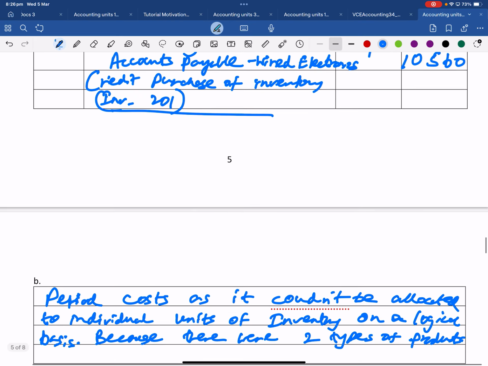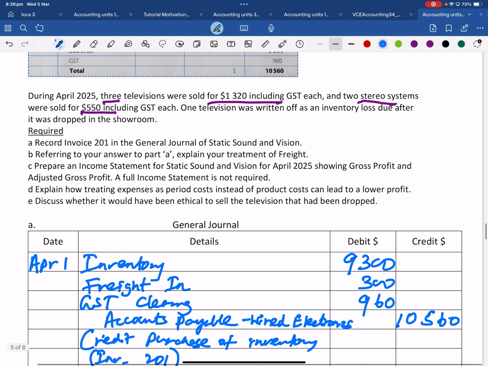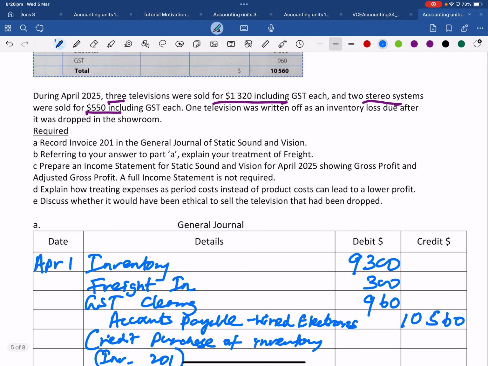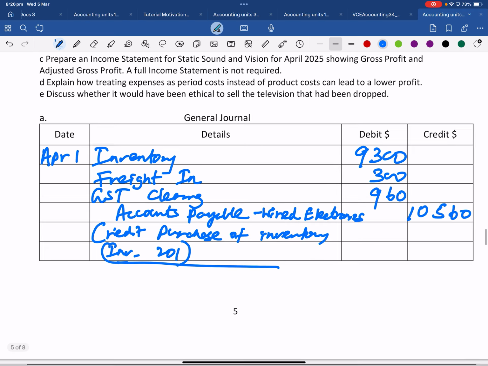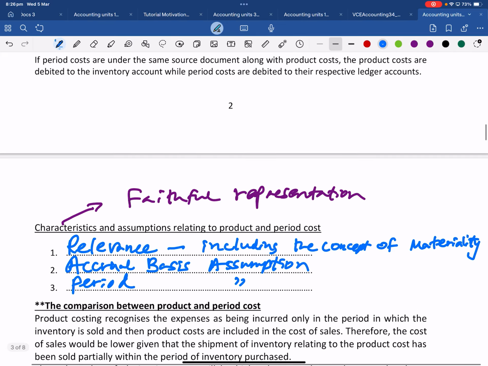Okay guys, next one. D. Okay, this one I didn't do it. Part D I didn't do it. Then we'll do it now. What is it? This is the thing.